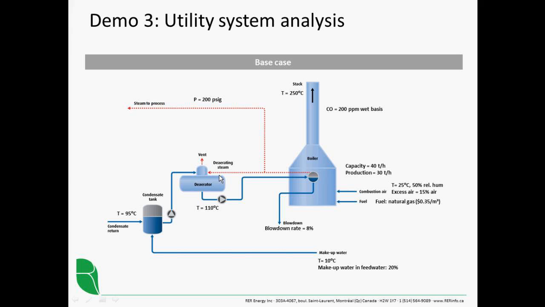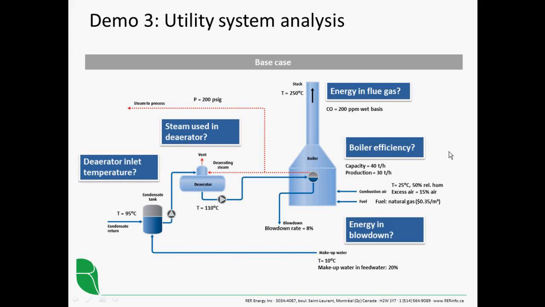And to heat the mixed condensate and feed makeup water up to 110 degrees and strip off anything we need to strip off, we have some deaerating steam coming in here. So the first thing we might want to ask is, I'd just like to know a little bit of information about the basic functioning of the system. For instance, what's my boiler efficiency for these given parameters? How much steam is being used in the deaerator, and what's the deaerator inlet temperature?